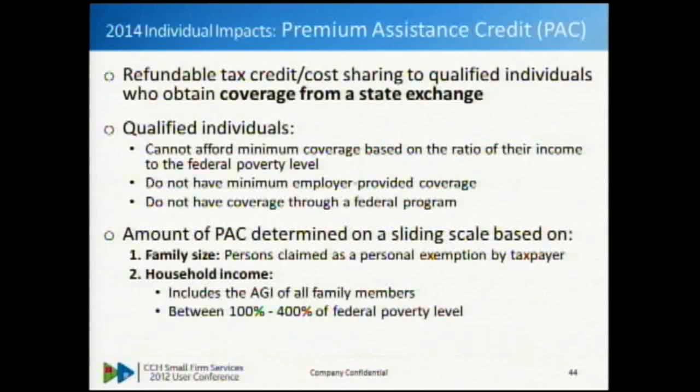But household income is the AGI of all family members. And family size is determined by all people that the taxpayer claims an exemption for on the tax return. So you have to take the filed tax return of all those people, figure out what their AGI is, put it all together, come up with your household income, and then they're going to compare it to the federal poverty level. And if you fall between 100% and 400% of the poverty level, then you will qualify for the premium assistance credit. Okay?